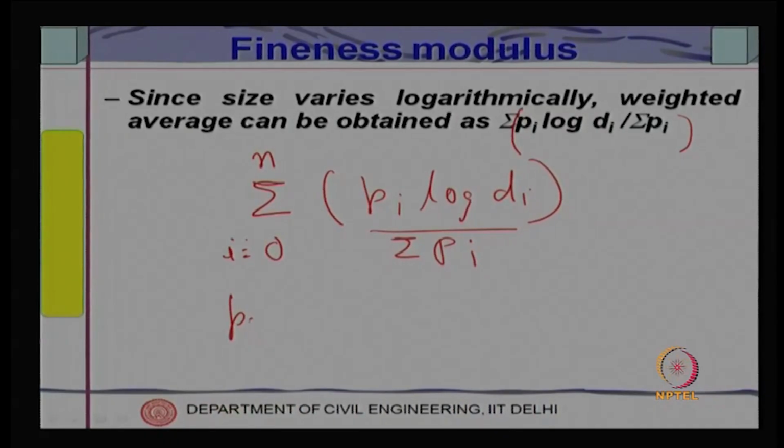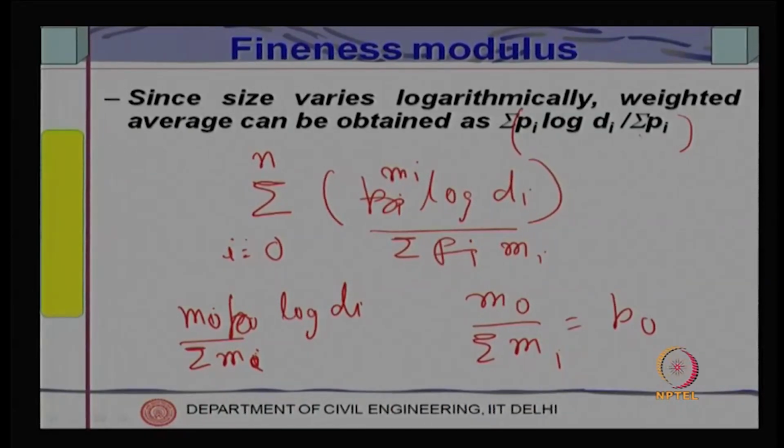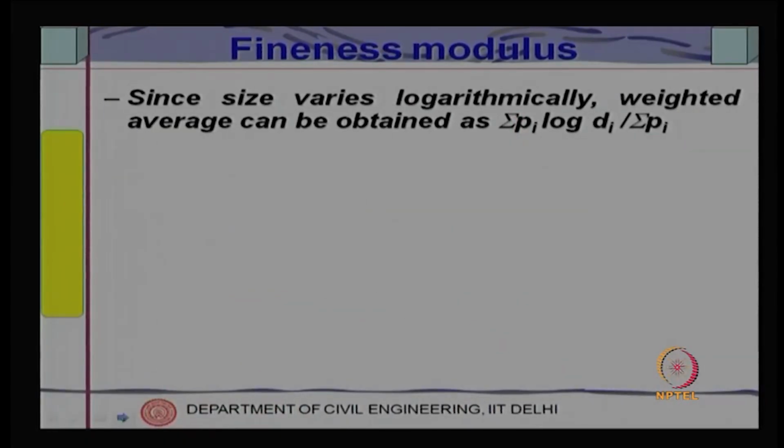So, the first one will be P 0 times log d I. You can talk in terms of mass instead of P; if I talk of m I, this will also do, because m 0 divided by sigma m I is equal to P 0. So, this could be m, but otherwise one can have sigma P I also, which is correct, no problem, because this will always be equal to 1. So, this is the weighted average, and we can find it out in this manner.